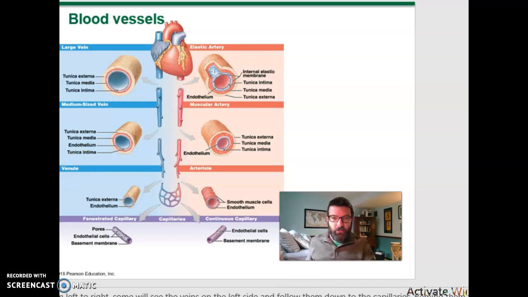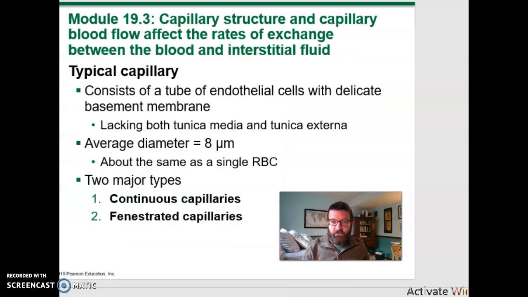And this is a nice summary figure from your book showing you the pathway of blood in the systemic circuit, away from the heart through elastic, muscular, and then arterial arteries, and then into the capillaries, and then back through venules, medium-sized veins, large veins, and back to the heart. So let's take a deeper dive on capillaries.